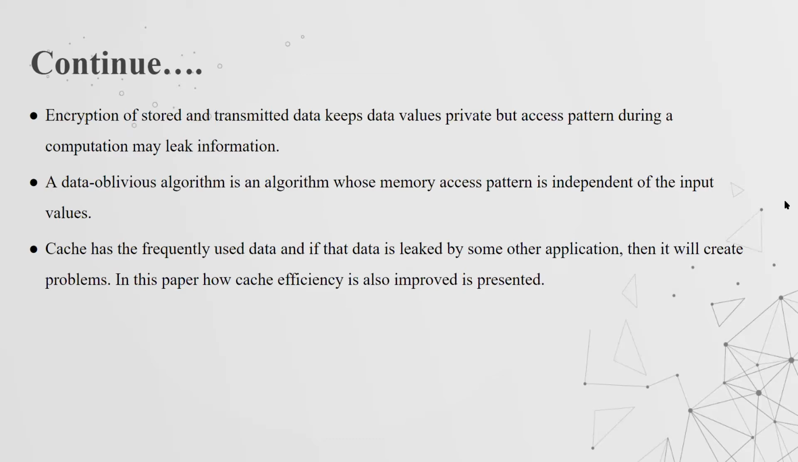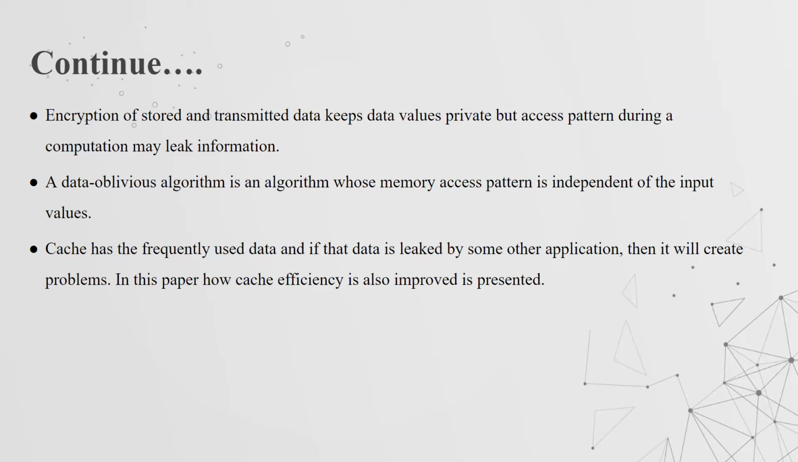Then the next motivation is that, as we have seen, even if the data is encrypted, it's not completely secure. For that, this paper has been researched, because encryption of stored and transmitted data keeps data values private, but access patterns during the computation may leak information. Then the next thing is that a data-oblivious algorithm is an algorithm whose memory access pattern is independent of the input values.